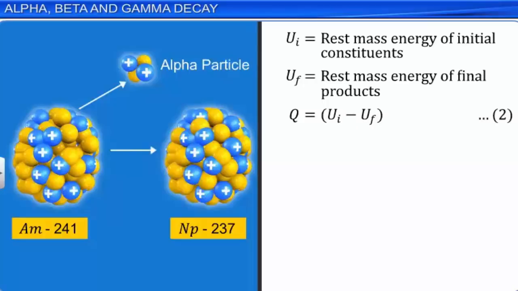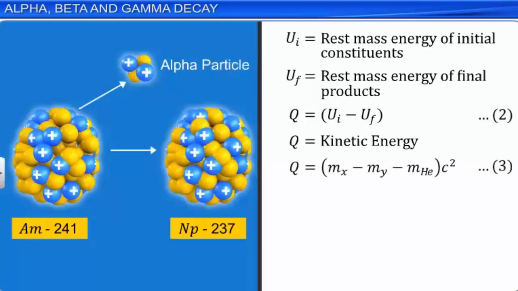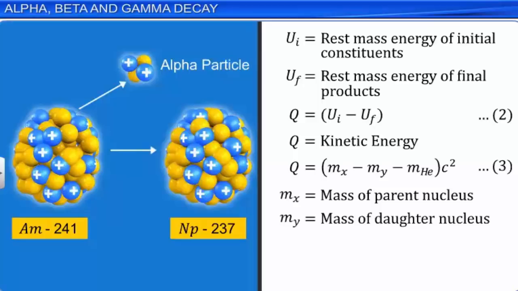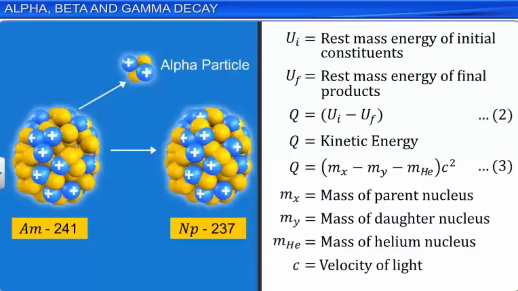Thus, the Q value of an alpha decay can be expressed as Q equals (mx minus my minus mHe) times c squared. Here, mx is the mass of the parent nucleus, my is the mass of the daughter nucleus, mHe is the mass of a helium nucleus, and c is the velocity of light. Let this be equation 3. Thus, the disintegration energy, Q, is shared by the daughter nucleus and the helium nucleus in the form of kinetic energy.